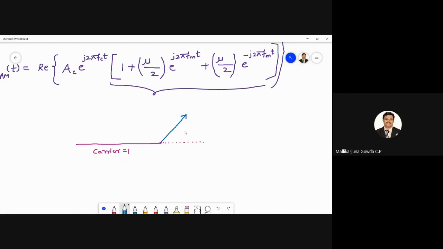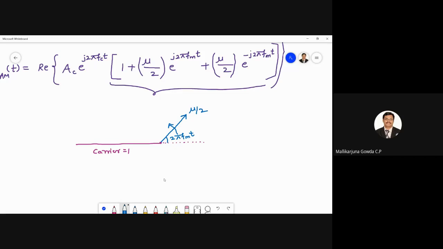In this direction, right? Is it fine? So this angle will be what? 2 pi fmt. Is this fine? And with a value of what? Mu by 2. Right? The magnitude will be mu by 2. It is rotating at this frequency, fm hertz. Right?